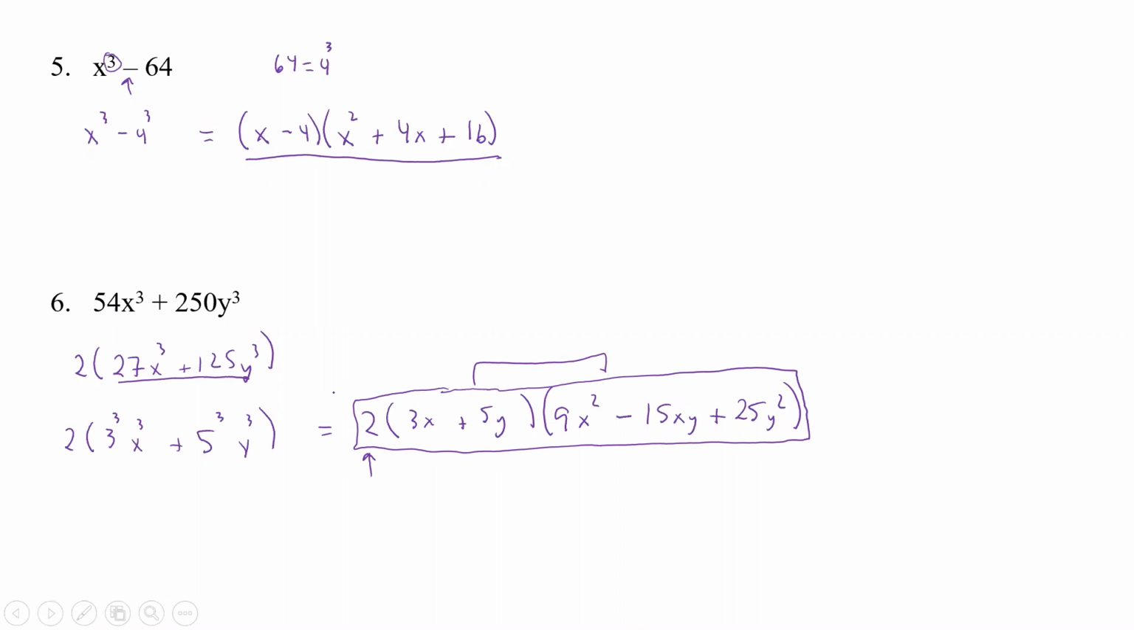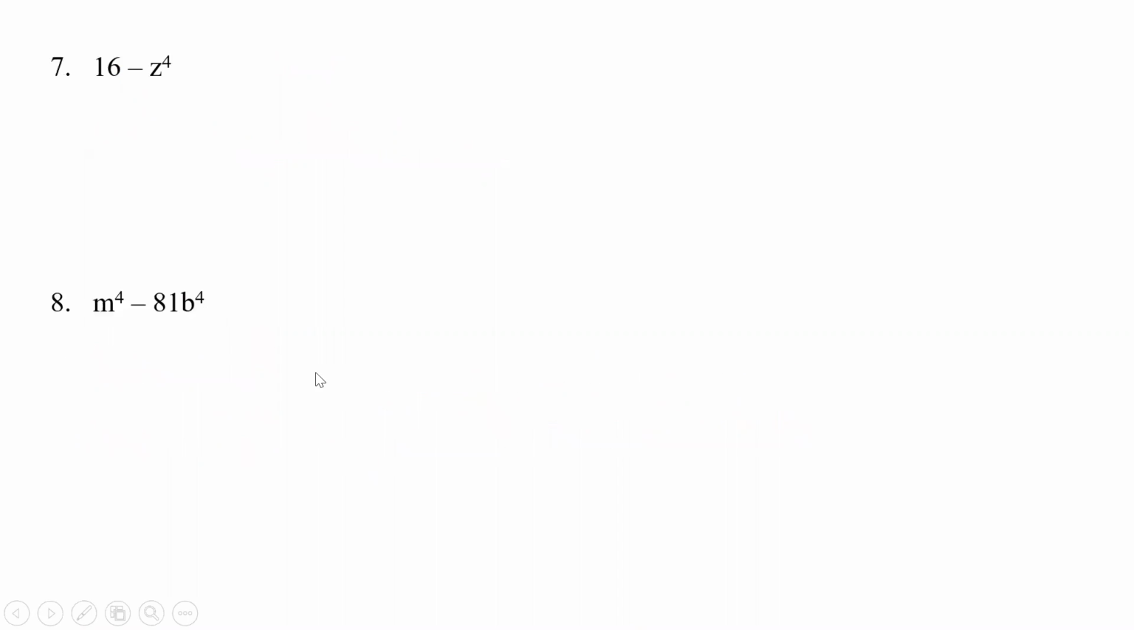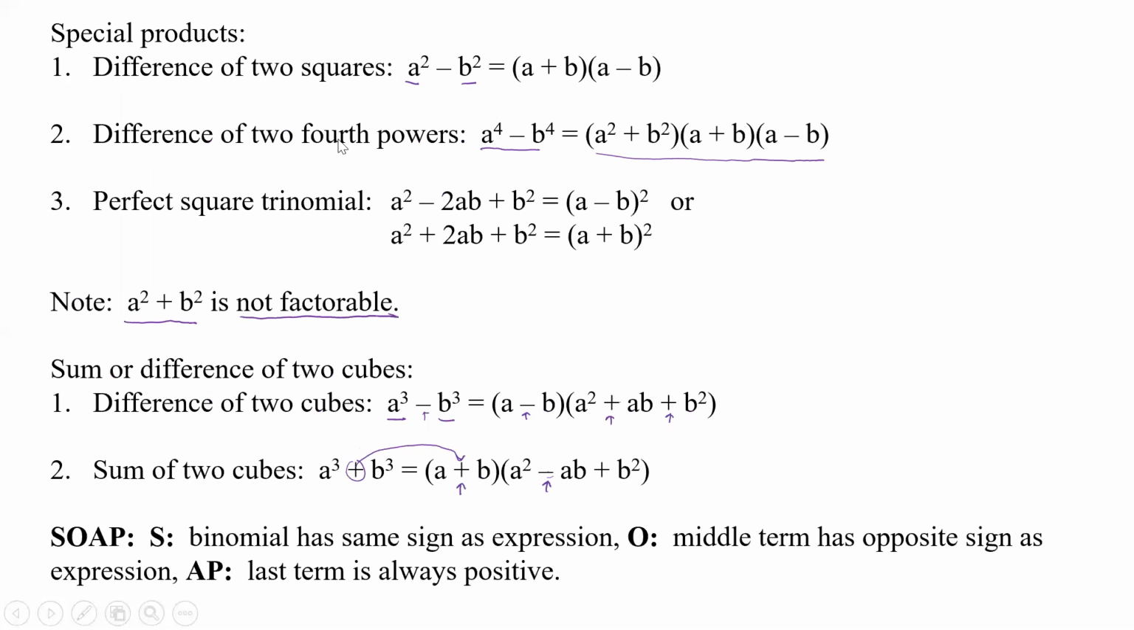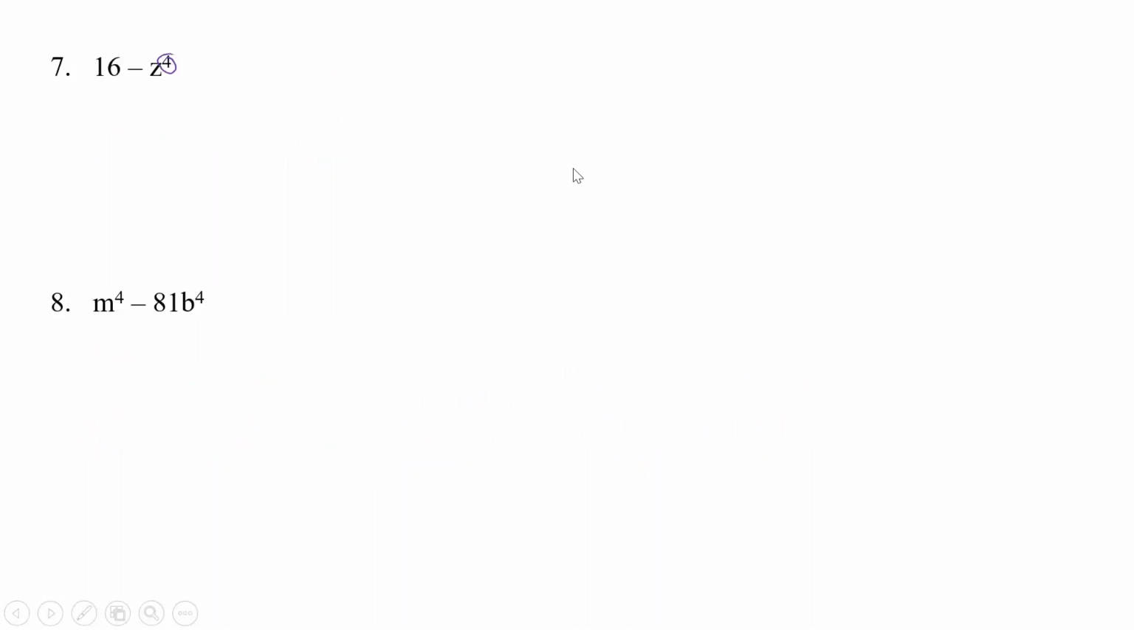All right, let's go to the next one. So the next one is interesting because we have 16 and a z to the fourth. Well, that z to the fourth cues me in that we're probably dealing with the difference of fourth powers. And if we remember here, the difference of two fourth powers gives us a squared plus b squared, and then this is just a squared minus b squared. And so let's do it that way and then work our way down.